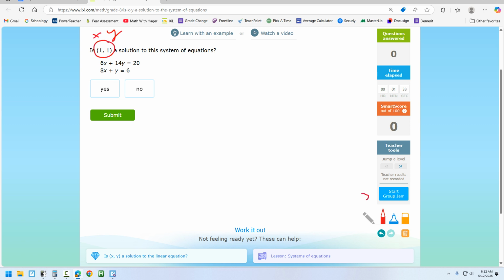Let's start with the top equation. Change x to 1. Change y to 1. I'm going to put a question mark because we don't know if that equals 20. That's what we're hoping, but we're going to see what happens. What's 6 times 1? 6. Plus, what's 14 times 1? 14.